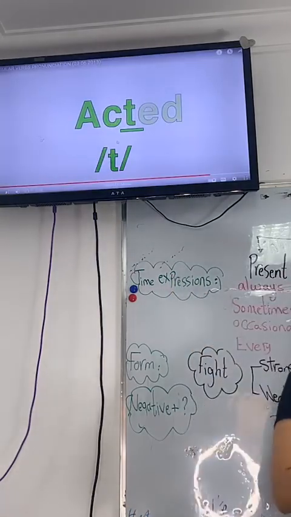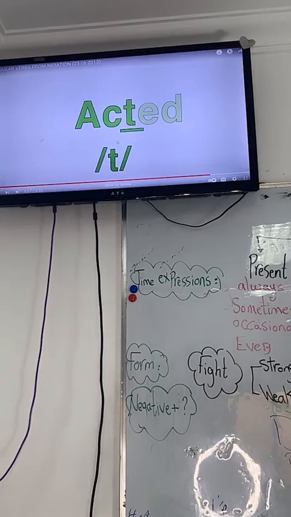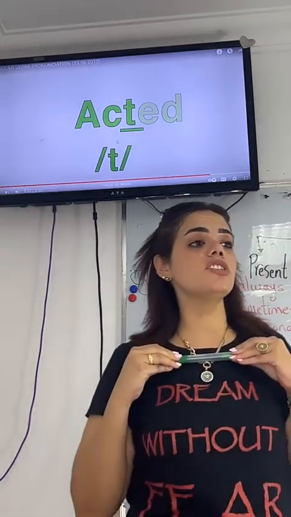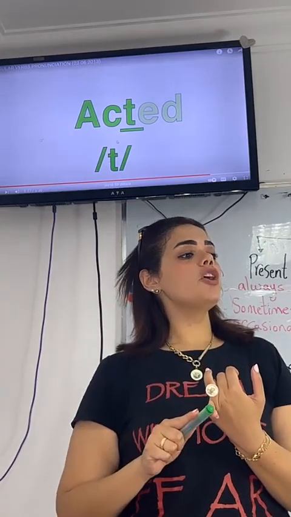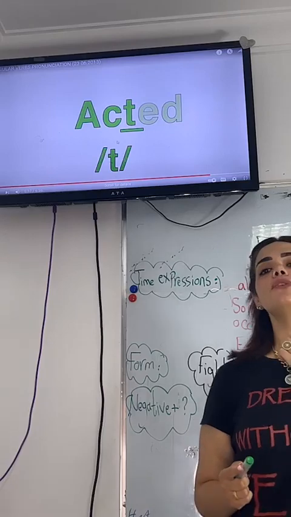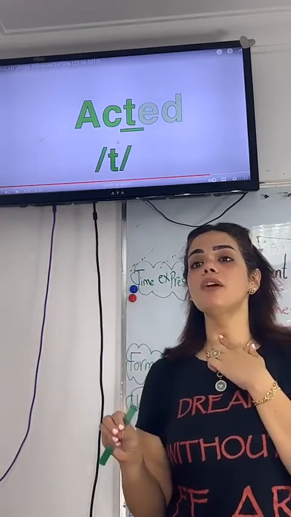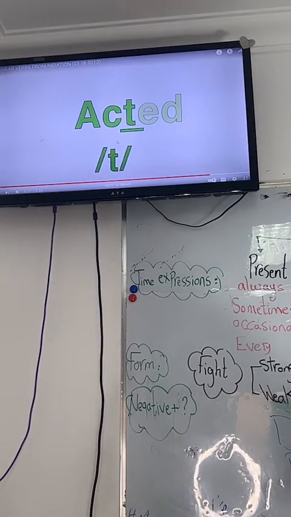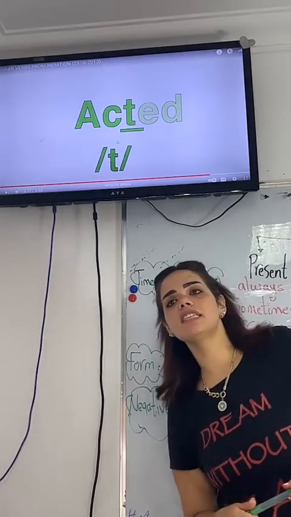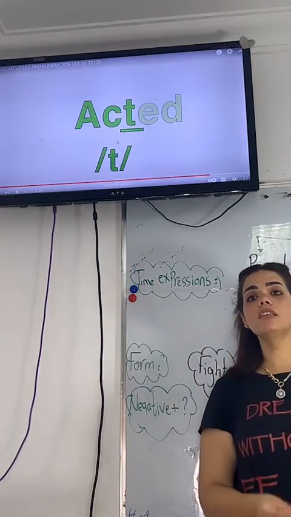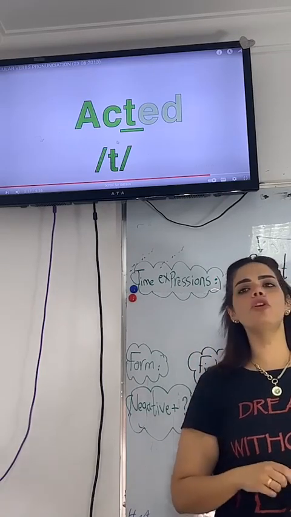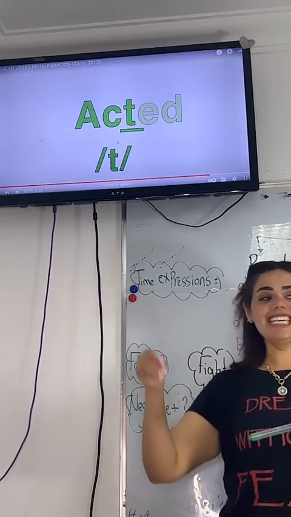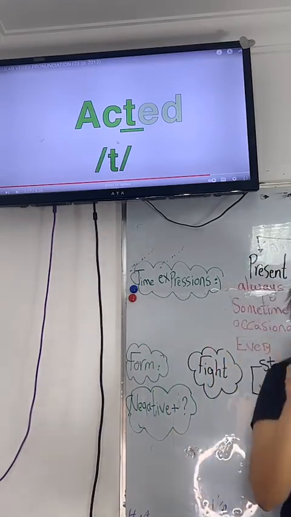Okay. So that's it. Let's summarize what I have said. When I add D or ED or IED to a regular verb, you should understand the pronunciation of the ED. When the verb ends with a voiced sound, a sound that comes from my throat with a vibration, the ED is pronounced like D. But when the sound is voiceless and comes out with the tip of your tongue out of your mouth without a vibration in your throat, this is called a voiceless sound. For the voiceless sound, the ED is pronounced like T. And the third one is when the verb ends with letter D or T and I add ED, the ED is pronounced ID. Deal?